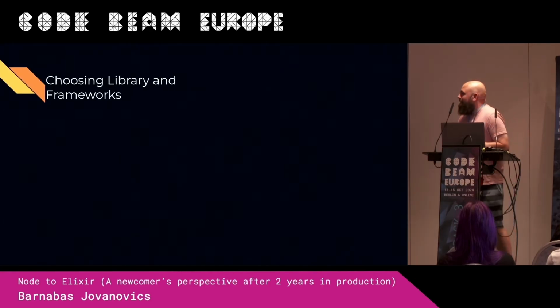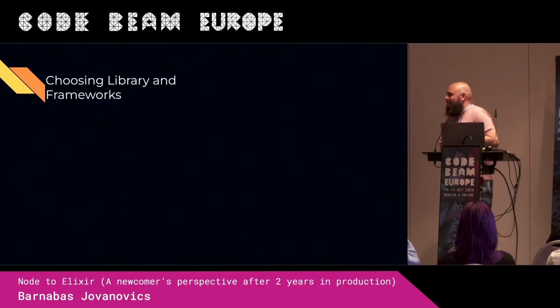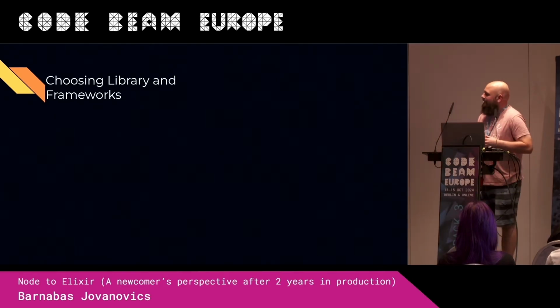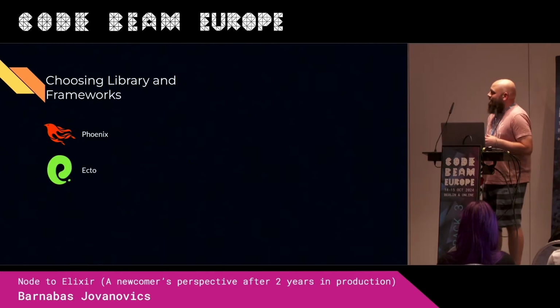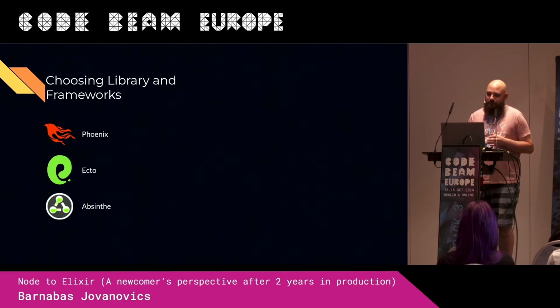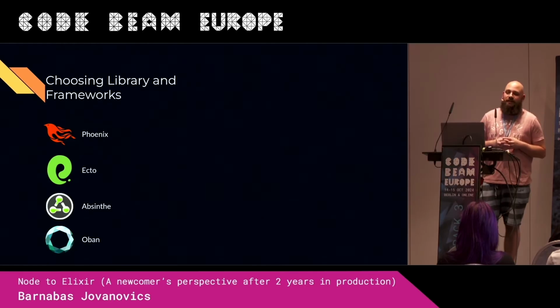So next thing, choosing libraries and frameworks. If you come into Elixir as a pretty new user, I think a couple of things that you learn pretty quick is that you use Phoenix, you use Ecto, and you use Absinthe if you want to do GraphQL, and if you want to do background job processing, you use Oban.